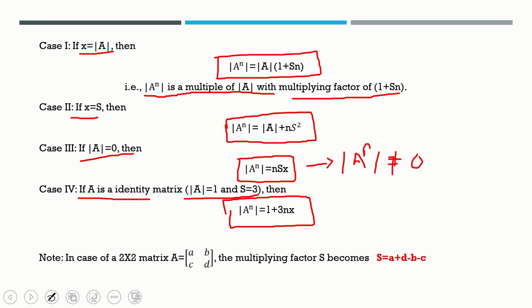And one more thing, in case of a 2 by 2 matrix, this will be the multiplying factor. Okay, this will be the multiplying factor. The first rule, the first part you have to do, that is you have to do. Multiplication part is not here. Okay, students, now I think you all understand this.